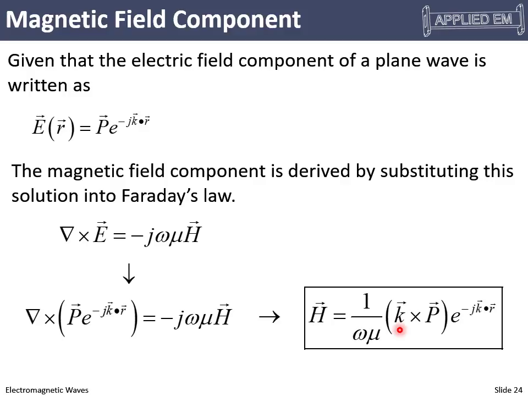Notice we have a k cross p. Remember the property of cross products. The vector that we get from the cross product is perpendicular to both of these quantities. That means the magnetic field, H, will be perpendicular to the direction of the wave and also perpendicular to the direction of E. And it's going to turn out when we talk about polarization that E, H, and the direction of the wave will all be at 90 degrees with respect to each other inside of LHI materials.